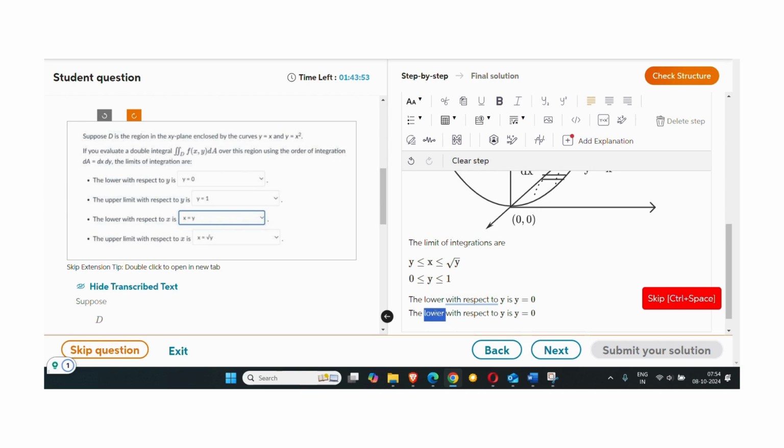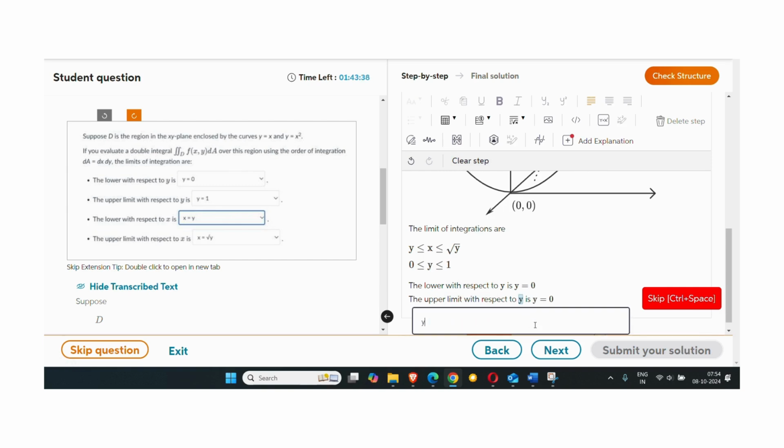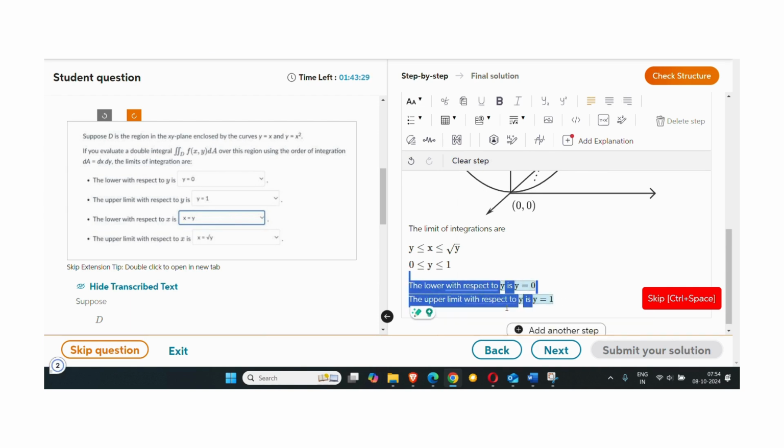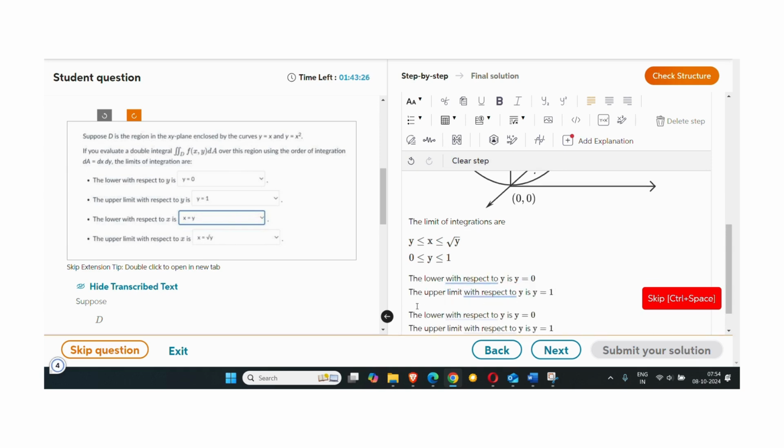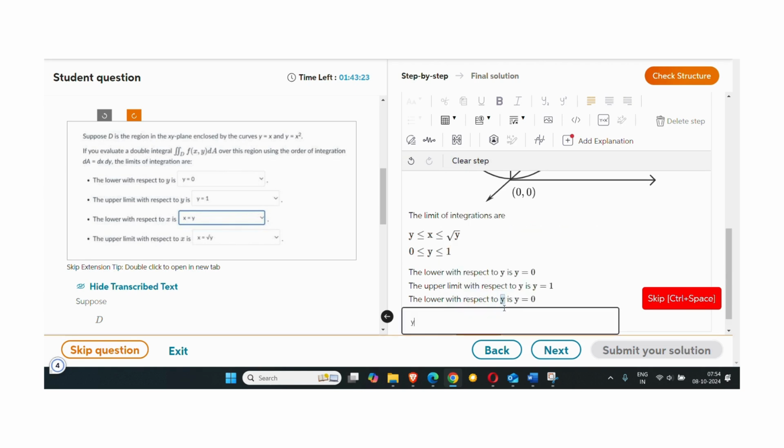The upper limit with respect to y is y equal to 1, right? The lower limit with respect to x is x equal to y. The upper limit is x equal to root over y.